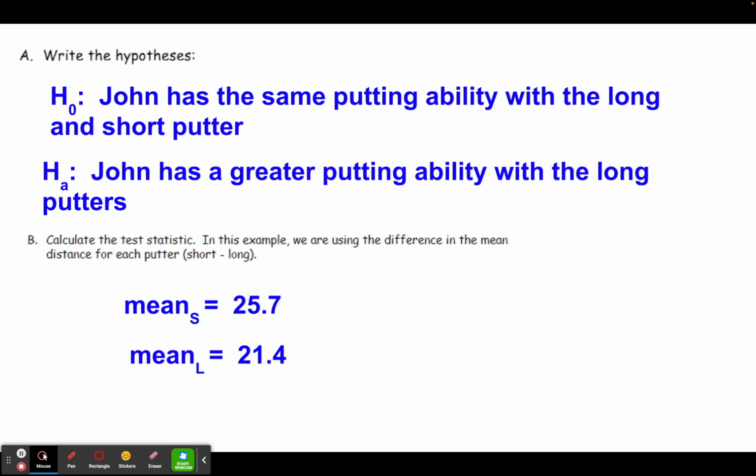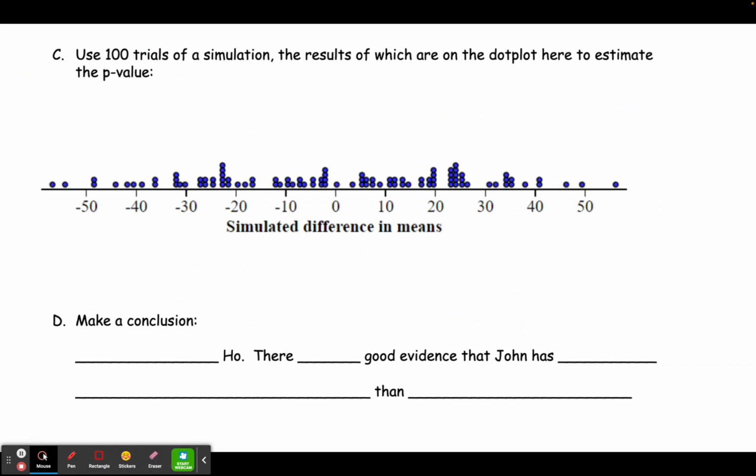And remember, we're measuring the distance the ball lands from the hole. So in this case, a smaller number is better because that means his putt was closer to the hole, so it was better. So short minus long, the difference in those two means, would be our test statistic, which in this case is 4.3 centimeters.